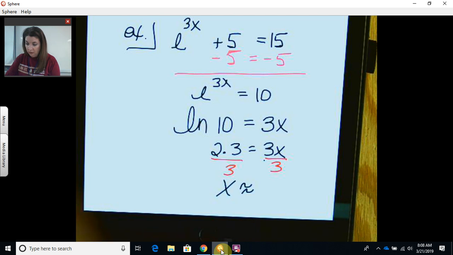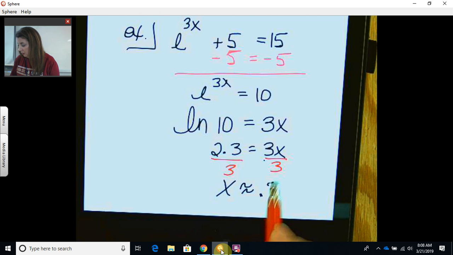77 hundredths, is that right? Yes. And then of course, if your directions told you to round to a specific number, then that's what I would round to.